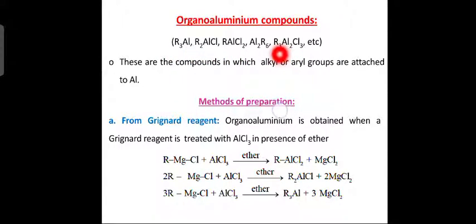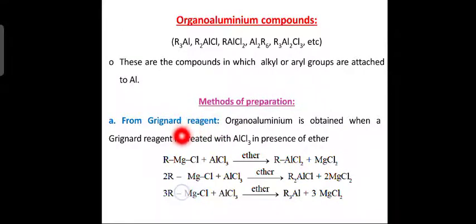Then another organoaluminium is R3Al2Cl3, that means 3 alkyl groups, 2 aluminum and 3 chlorine. So these are some examples of organoaluminium compounds. Alright. Now how do we prepare them? What is the method of preparation?